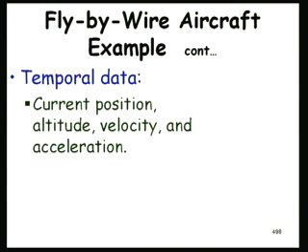Now, what are the temporal data in the fly-by-wire aircraft example? The values that are read by the sensors, the position, altitude, velocity, acceleration, all are temporal data. Some of them are primary data and some are of course derived data. For example, current position is a derived data. Altitude, velocity and acceleration are primary data, but all of them are temporal data.